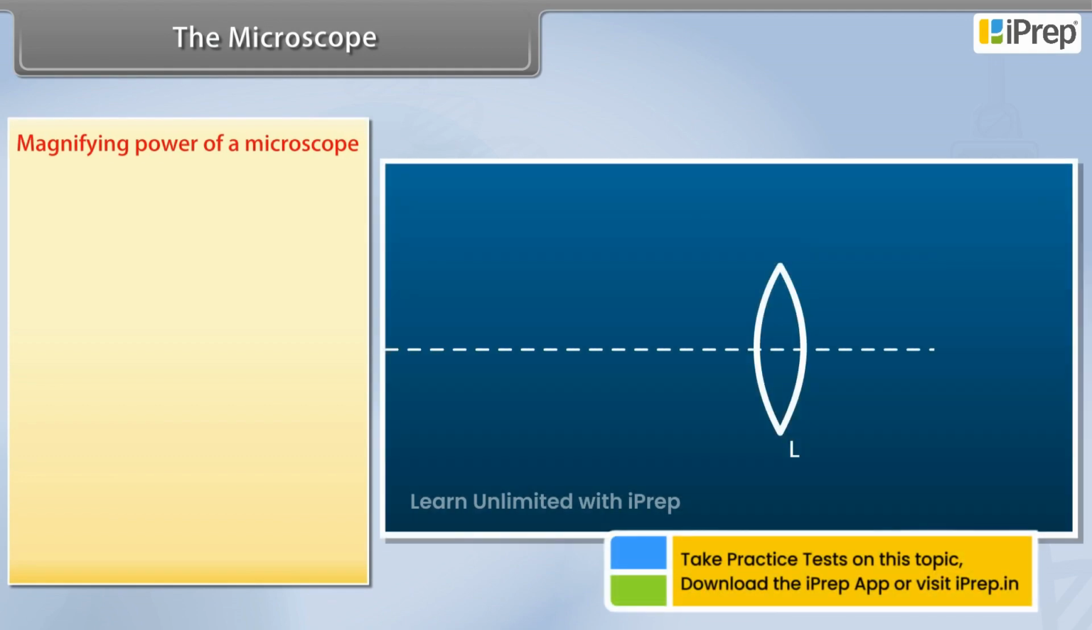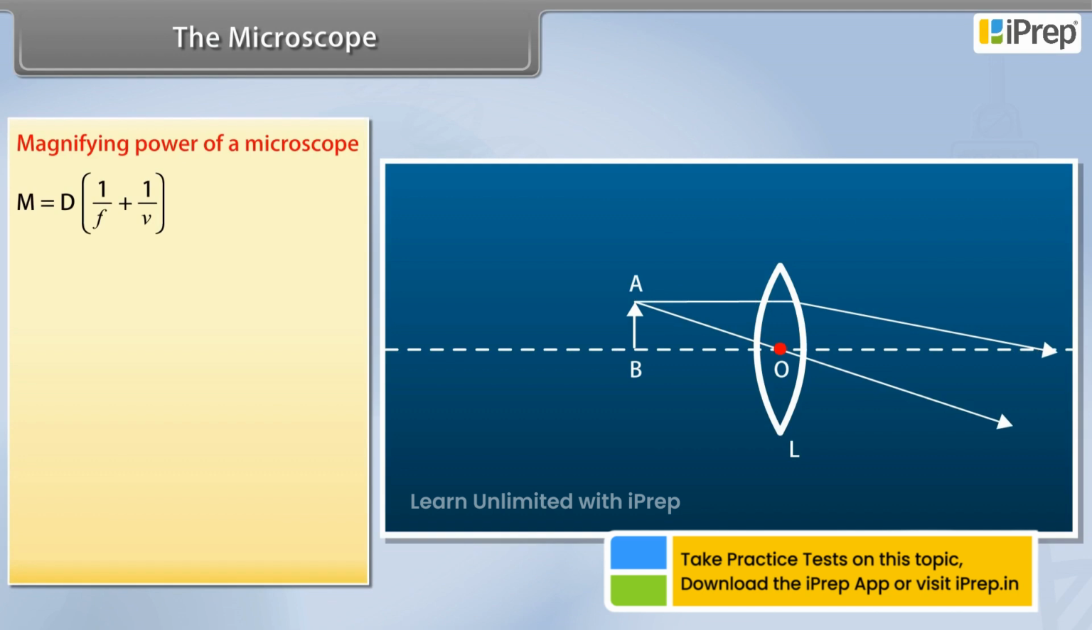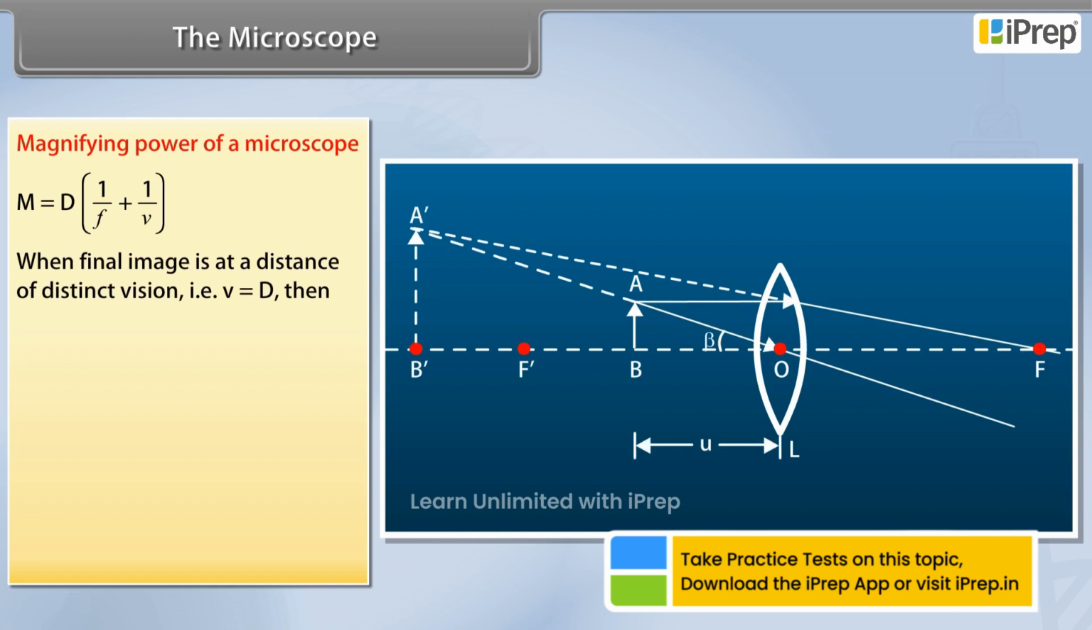Magnifying power of a microscope. M is equal to D into (1/F + 1/V). When the final image is at the distance of distinct vision, that is V is equal to D, then M is equal to 1 + D/F.